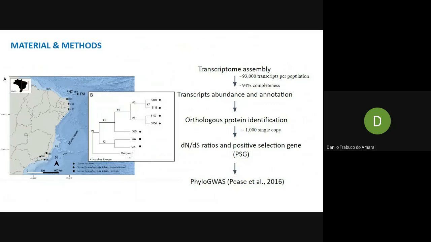After that, we performed transcript abundance annotation and identified orthologous proteins, which gave us around 1,000 single-copy genes. Using these genes, we calculated dN/dS rates and identified positively selected genes. After that, we also used a phylogenetic approach, which means a genome-wide association using a phylogeny as a background.